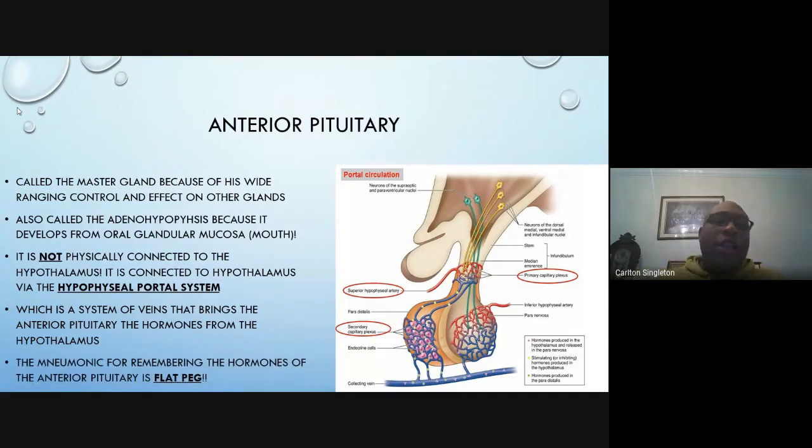And then the mnemonic you want to know for remembering the hormones in the anterior pituitary is FLAT PEG. If you know that, I guarantee this is going to save you a lot of time in studying. FLAT PEG. F is FSH, or follicle stimulating hormone. L is luteinizing hormone, or LH. A is ACTH, or adrenocorticotropin hormone. T is TSH, or thyroid stimulating hormone. P is prolactin. E is nothing. There's nothing there for E. And then G is lastly growth hormone, or GH. If you remember that mnemonic, I promise you, this will save you a lot of time studying for your exam over the anterior pituitary.